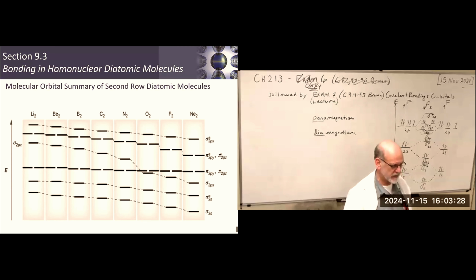And he gave a pretty good explanation for why you get the mixing. But as a practical matter, if you want to know in the 2p period which ones experience sp mixing and which ones don't, the dividing line is between nitrogen and oxygen. So oxygen and fluorine do not experience mixing. That means the sigma comes at lower energy than the pi's. And for nitrogen and to the left, you get the pi's at a lower energy than the sigmas.